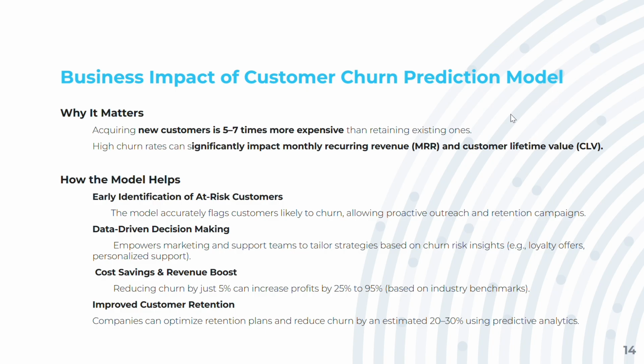As we already said, the business impact of customer churn prediction: acquiring a new customer is 5 to 7 times more expensive than retaining an existing one. That is why the customer churn prediction model is used to predict when a customer is likely to stop using the product. At that point in time, we can provide extra features and customization to the users to retain them. How the model helps: early identification of risk customers, enabling the marketing and support team to provide a better solution for particular users, and also cost saving, revenue boosting, and improved customer retention.